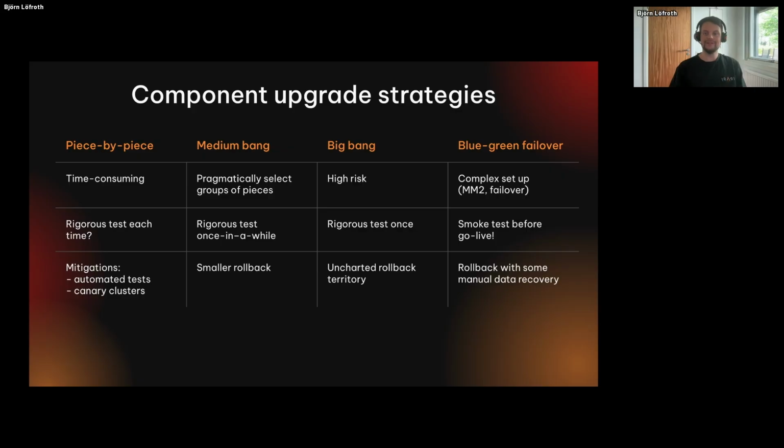But then if you move all the way to the right here, we have another strategy that we've employed: a blue-green failover. This is where we have a mirror cluster where we mirror the data with MirrorMaker 2, and we do a failover. In this setup, I think it's DNS-based failover to that cluster. This could be useful when you have a lot of big changes to components that are either hard or time consuming to upgrade in place. So the benefit here is that you can do some smoke testing before you actually do the failover. And if something goes wrong, you could then roll back to the exact known working cluster. Of course, you perhaps have to do some manual data recovery, but still, you have a known working cluster to use if you need to.